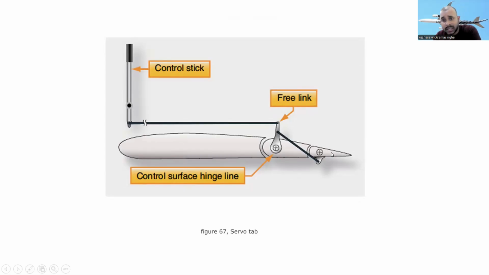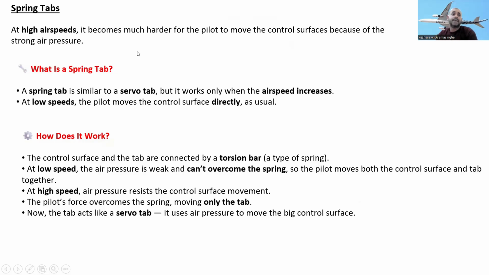The pilot moves the servo tab, and accordingly the main control surface moves. Now the spring tabs. At high airspeeds, it becomes much harder for the pilot to move the control surface because of the strong air pressure.